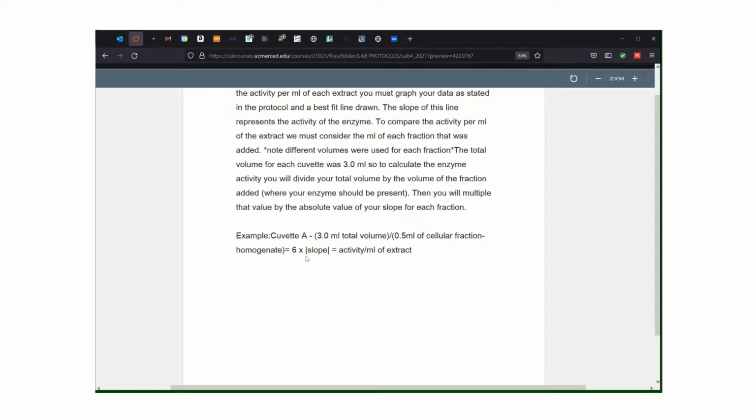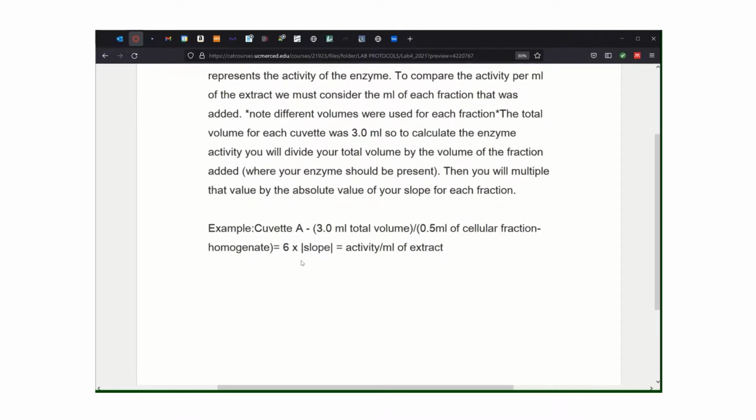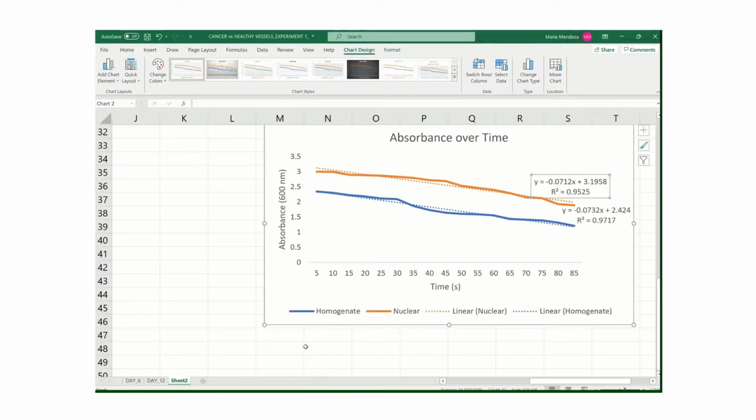We're going to multiply 6 times our slope. And because we have these lines right here, that means that our slope is going to be only a positive number. So 6 times whatever our slope was, and that's going to be the answer. That's going to equal the activity per mil of extract. Okay, and you're going to do these calculations for all 6 lines. And you can add them down here or wherever you want.